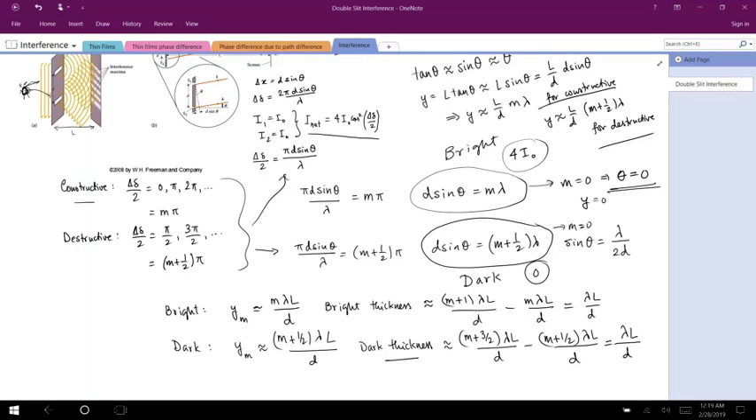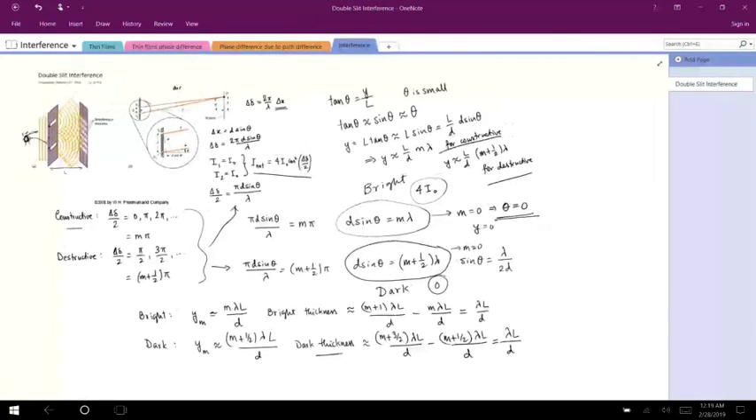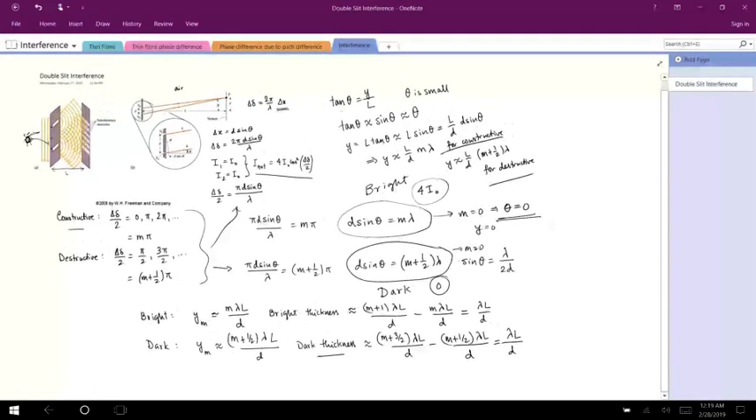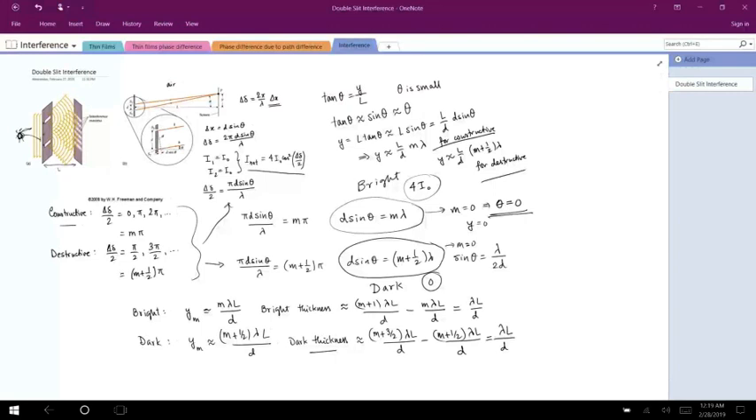So we are finding that these fringes are essentially of the same thickness and equidistant from each other for a double slit pattern. Okay, so this is an introduction to interference. The next topic that we will talk about would be diffraction of light and a combination of diffraction and interference.